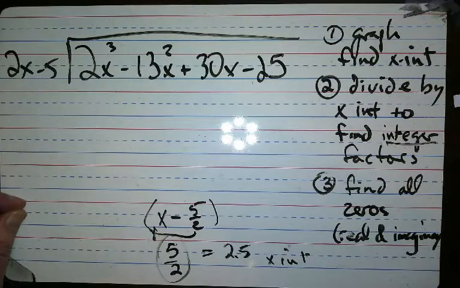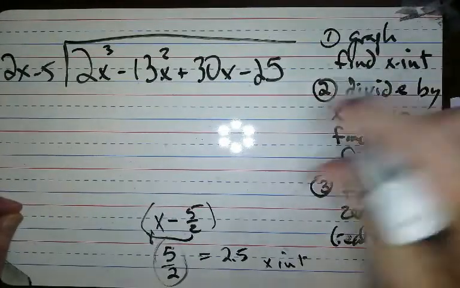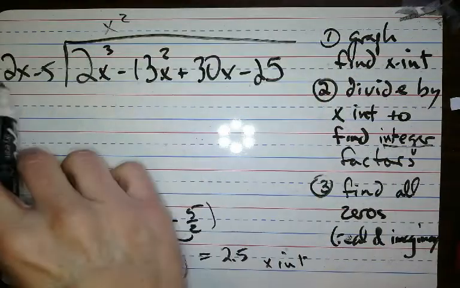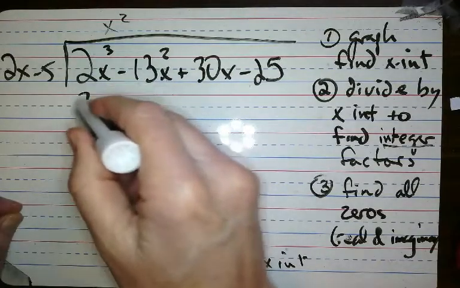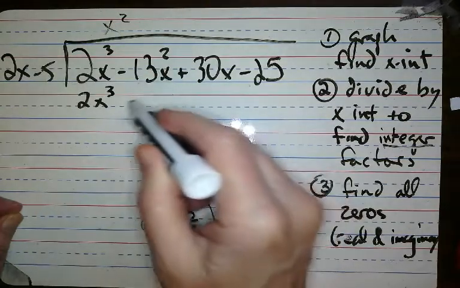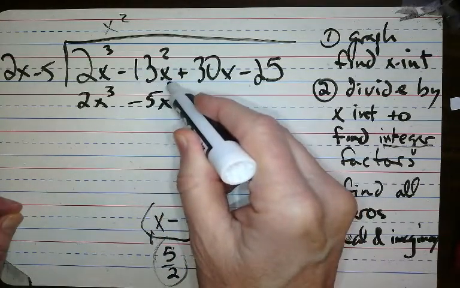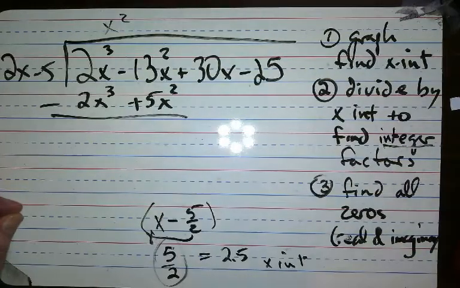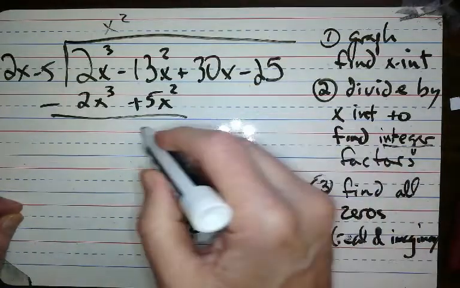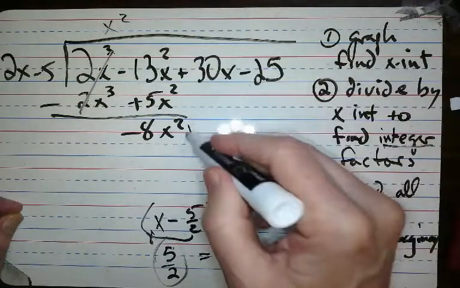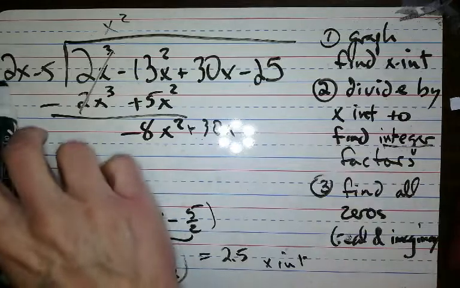Alrighty. Now then, I have to divide, so 2 goes in there. That looks like x squared to me. X squared times that would be 2x cubed. X squared times that would be minus 5x squared. Then remember, you subtract, so that makes that plus. And then you know 13 minus 5 is 8x squared, negative 8x squared. This goes away. Plus 30.